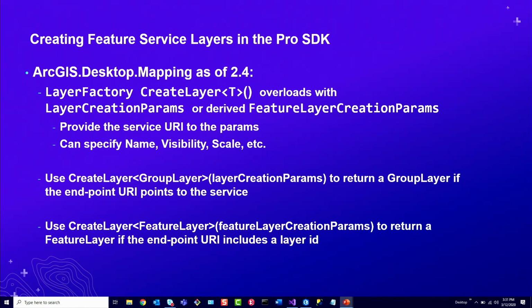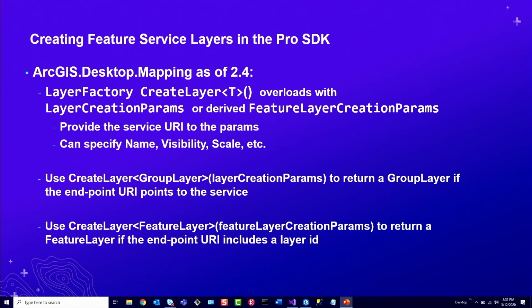At 2.4, we added an additional CreateLayer type, a templated type CreateLayer. It takes something called LayerCreationParams, as well as a derived FeatureLayerCreationParams. In this case, simply provide the service URI as the argument to the params. Why use the LayerCreationParams over the CreateLayer overloads? Well, it just gives you a greater granularity over the initial configuration of the layer. So for example, you can specify the initial visibility, the maximum or minimum scales, and so forth.